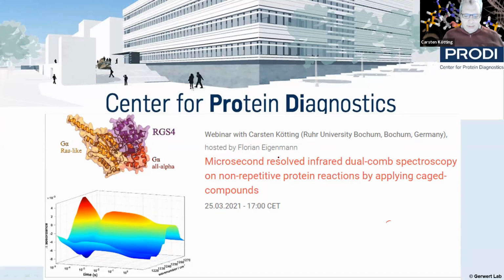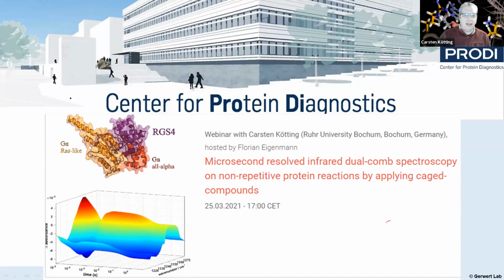Thanks, Florian, for the introduction. You already heard a lot about the dual-comb spectroscopy, about the first line of the title of this talk. So I will now talk about the non-repetitive protein reactions, which type of proteins we are looking at, and also about the cage compounds. What are cage compounds and how can we use them to investigate proteins?